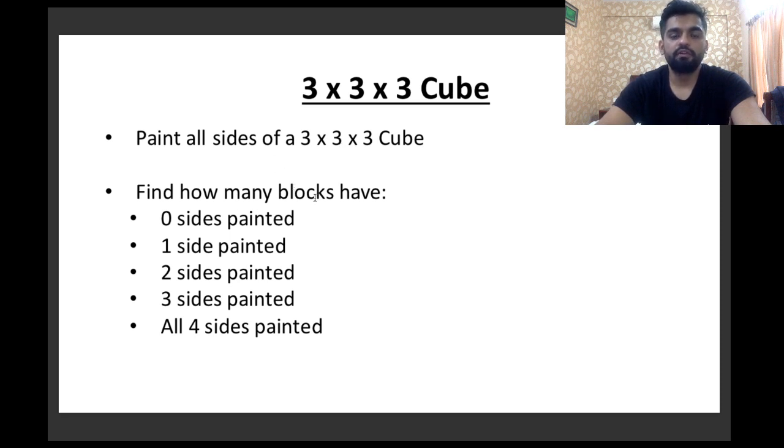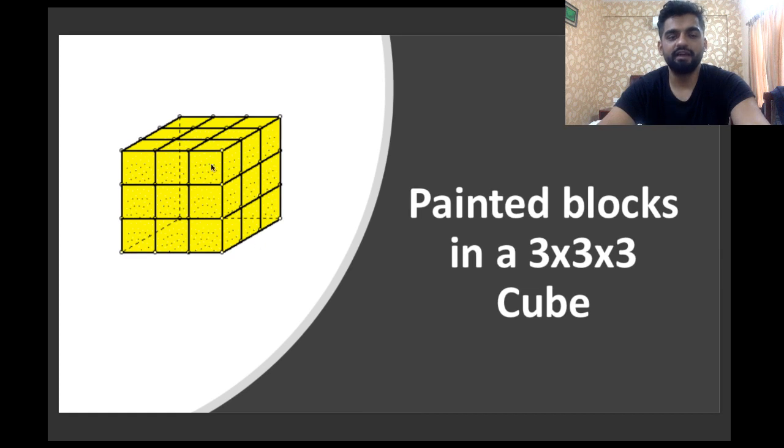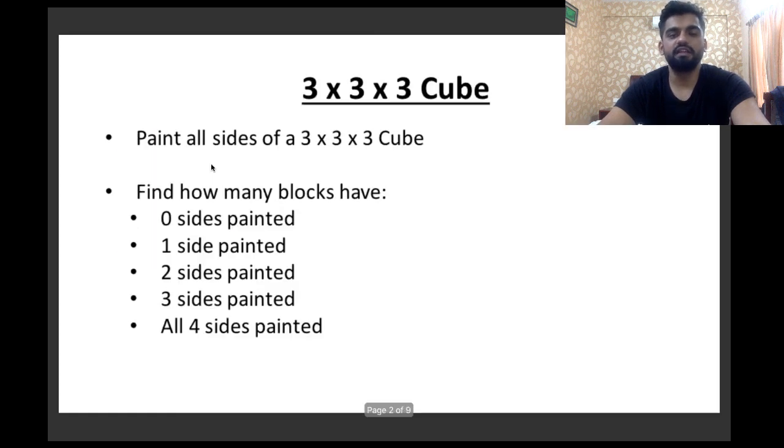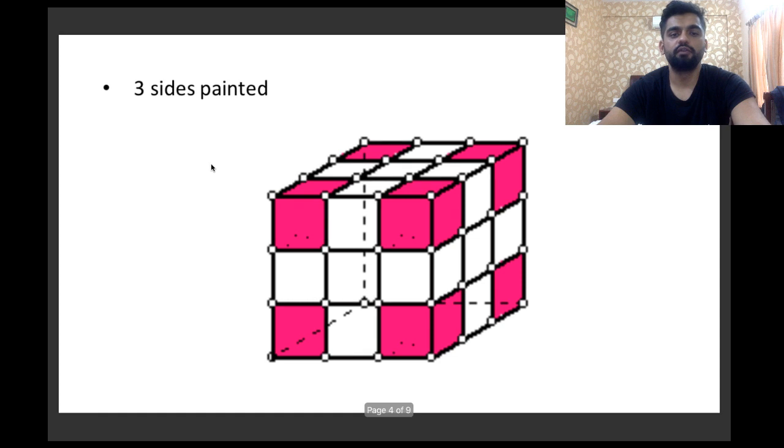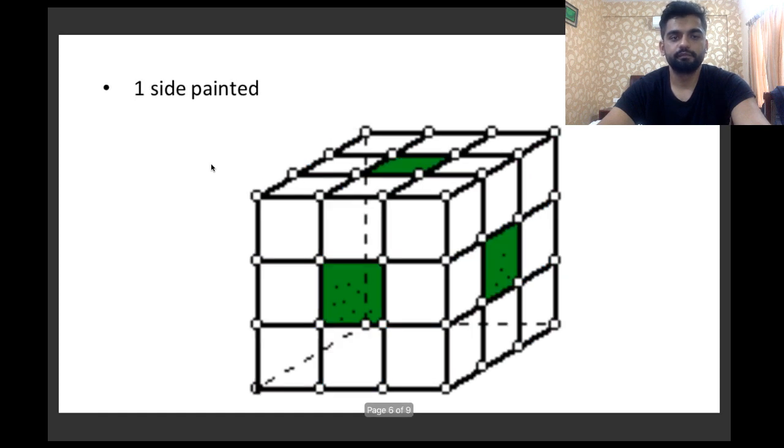Find how many blocks. Now the question appears, you're painting all these sides of 3 into 3 into 3 cube. Find how many blocks have 0 sides painted, 1 side painted, 2 sides painted, 3 sides painted. अब इसको visualize करना ऐसे diagram में becomes a little challenging in the exam, so we introduce some formula.